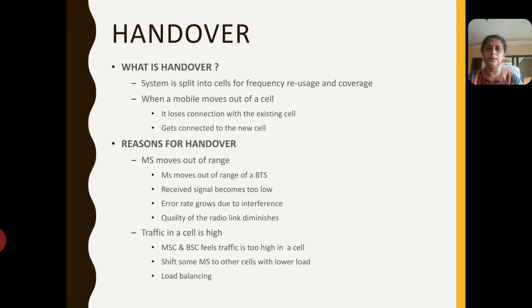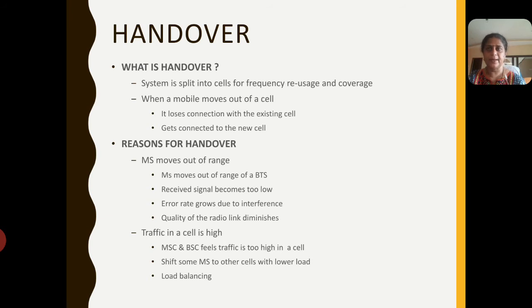So each cell will have a BTS, base transceiver station. The base transceiver station is responsible for receiving and sending signals to the mobile station within that particular cell. A mobile remains connected to the network only when it is able to send and receive signals from the BTS in that particular cell.